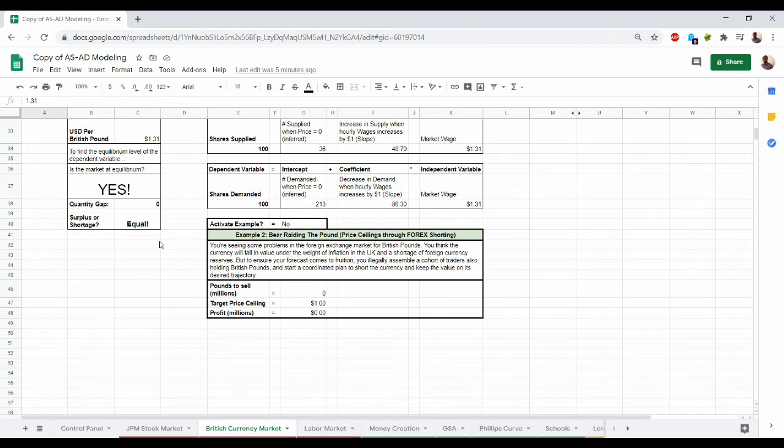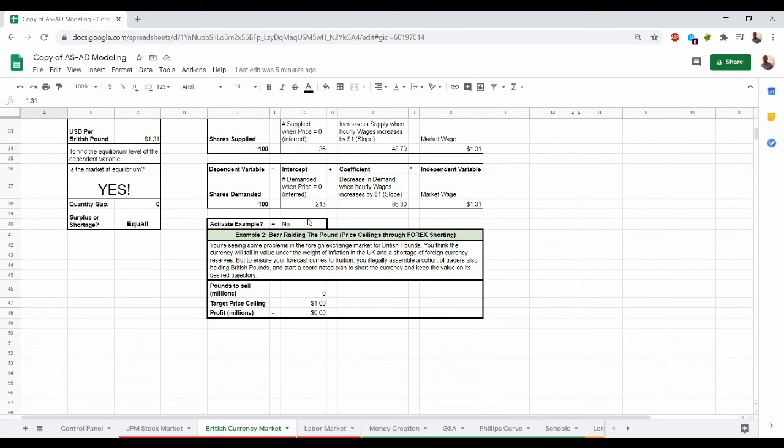But to ensure your forecast comes to fruition, you illegally assemble a cohort of traders also holding British pounds and start a coordinated plan to short the currency and keep the value on its desired trajectory. Shorting the currency means a coordinated plan to bet that the currency will lose value while you sell the shares of the asset that you have.